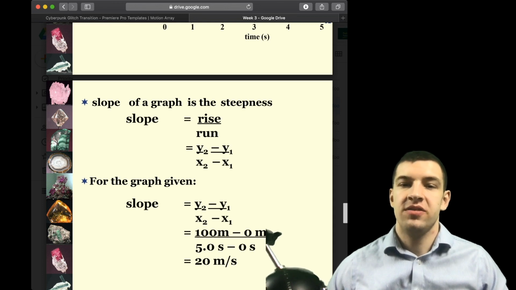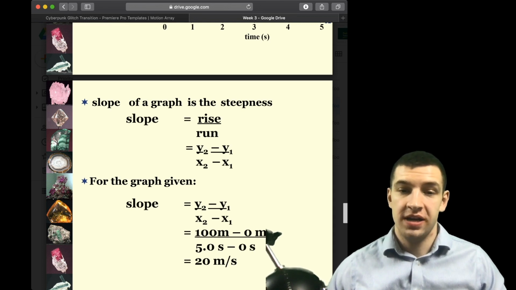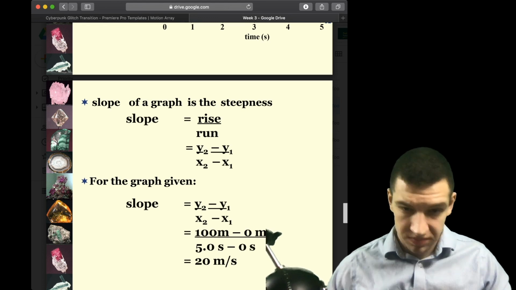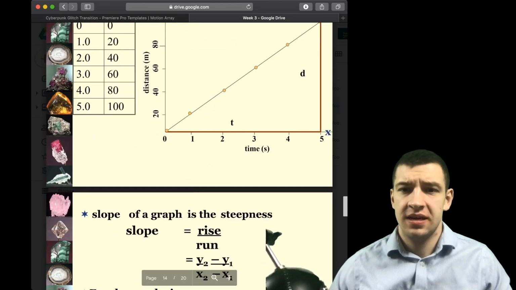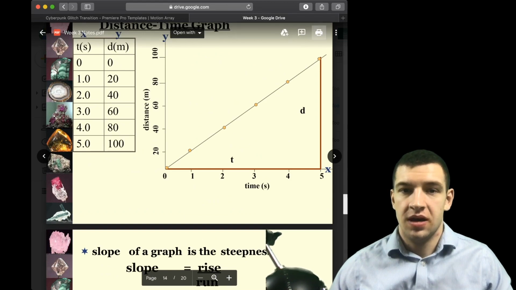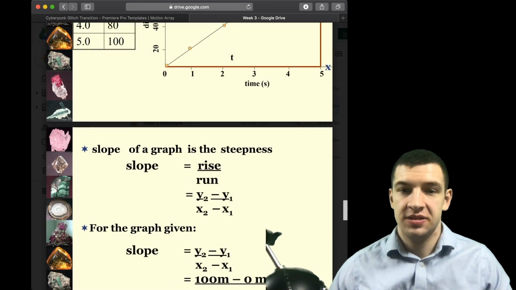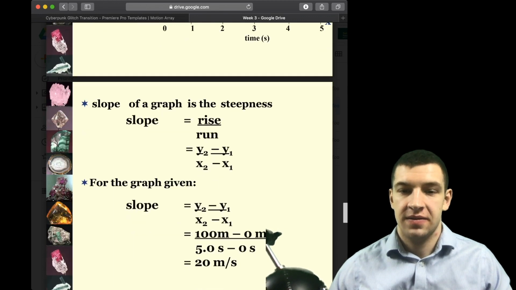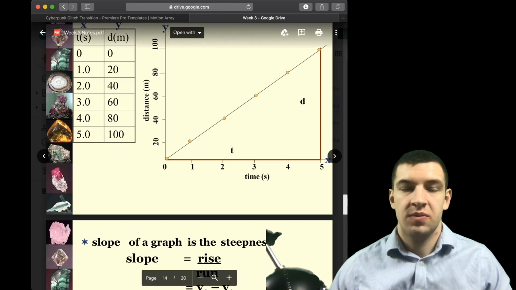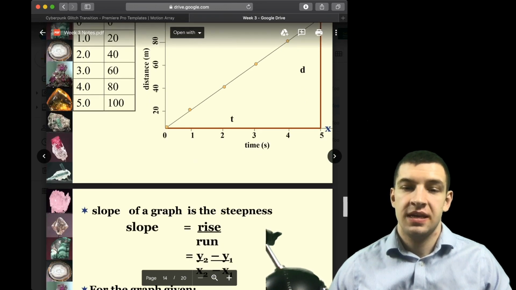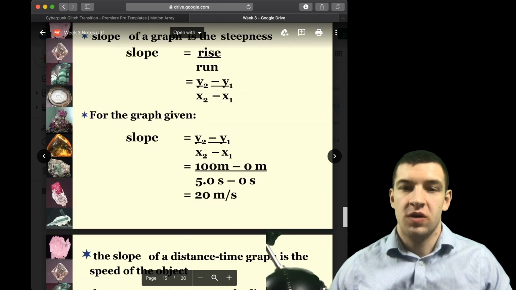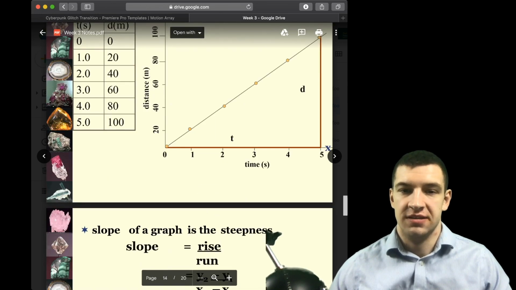Okay. So the way you do that is you go y2 minus y1, and you're wondering what y2 is. Well, if you look at it, y2 is the last point on the graph that we have. So that would be y2. y1 would be 0. x2 is the farthest point on the graph on the x-axis. So that's 5 for us. And then x1 would be the start of the x-axis, which is 0.